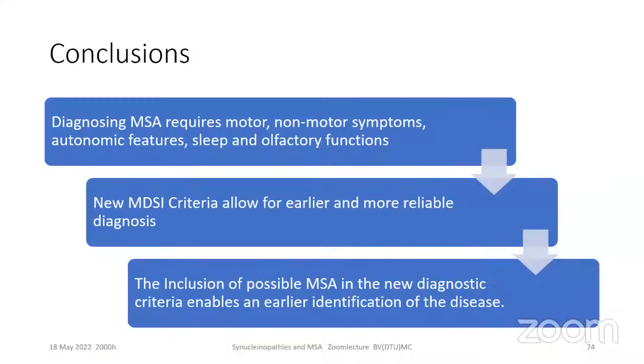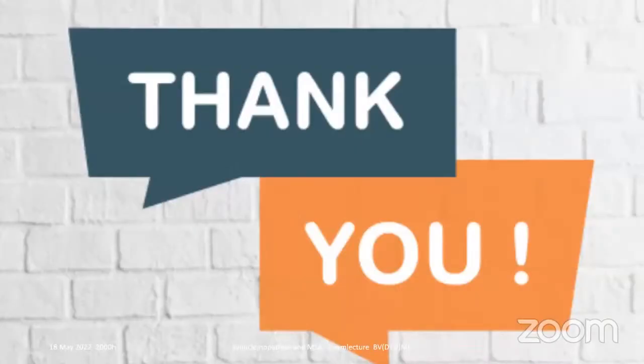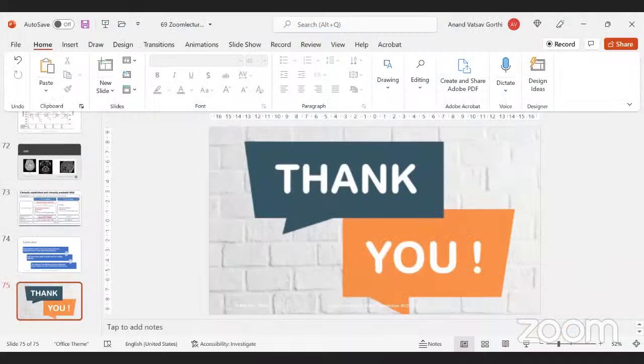So clinical examination is very important. I conclude by saying that diagnosing MSA requires motor and non-motor symptoms, autonomic features, sleep and olfactory functions, with the new MDS criteria for earlier and more reliable diagnosis. The inclusion of possible MSA in the new diagnostic criteria enables an earlier identification of the disease. So I think with this, we have come to the end of our talk on MSA. If somebody wants to ask a question, we can have some discussion on this, and you can unmute yourself.